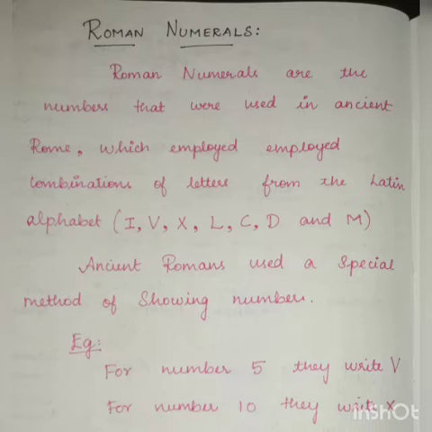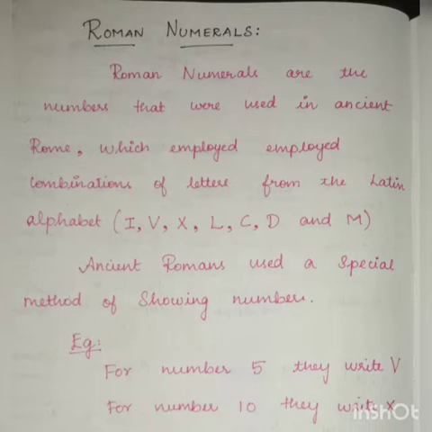Because now we are using the numbers like 1, 2, 3, right? Likewise, they were using the numbers as I, V, X, L, C, D, M, which is the Latin alphabet. Ancient Romans used a special method of showing numbers. Not like us, we use our numbers like 1, 2, 3, but Romans were using their numbers like I, V, X, L, C, D, M.